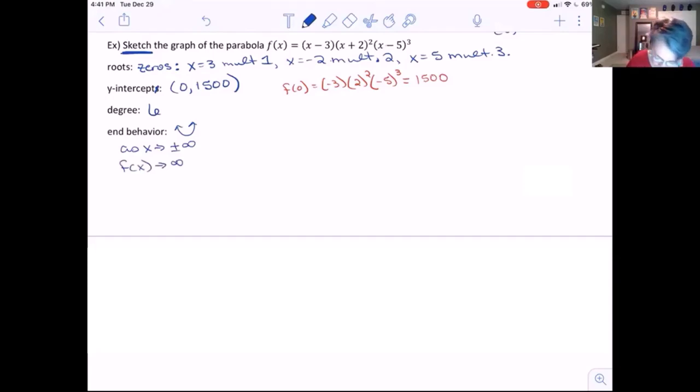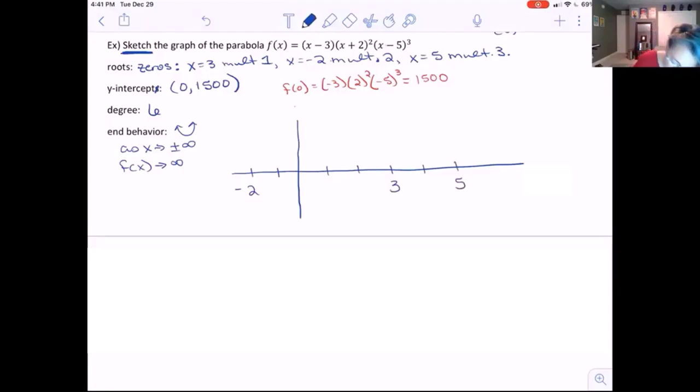So let's just take a quick sketch of what we think this guy is going to look like. Again, our zeros are at -2, 3, and 5. And our y-intercept is way up here, but it doesn't have to be to scale. Again, we're just sketching it. Our y-intercept is way up there at 1,500. So we know it's of degree 6, and it opens up.